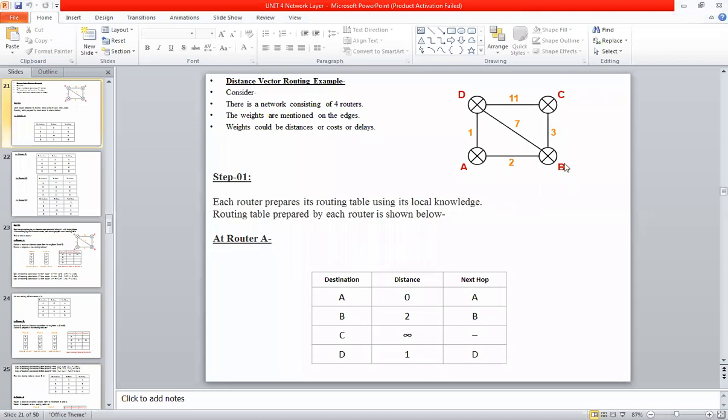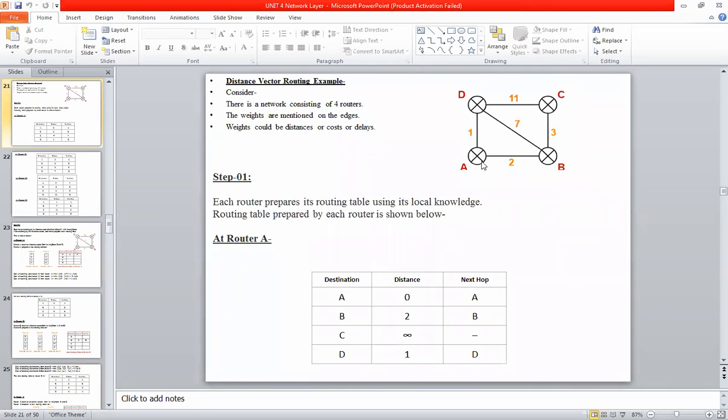In this distance vector routing example, we are going to consider 4 routing nodes, and these routers are connected by links. From router A to router B there is one link, from router B to router C there is a link, from router C to router D there is a link, and from router D to router A there is a link. With all these routes, you have to consider the individual routes, that is, with respect to router A.